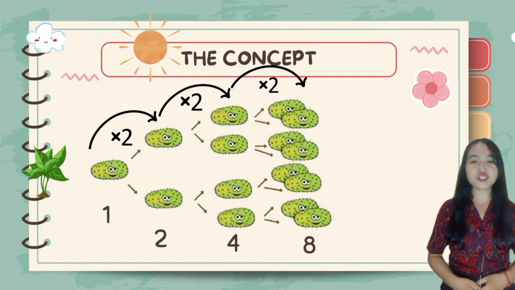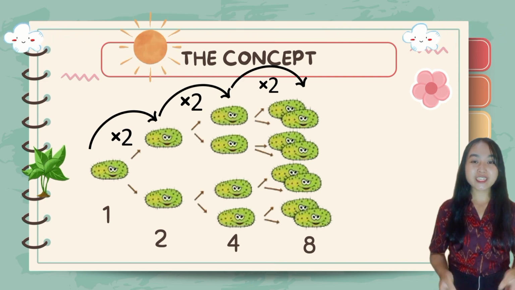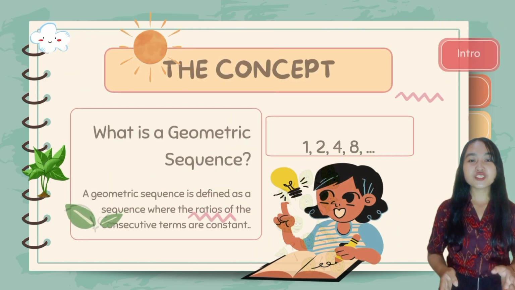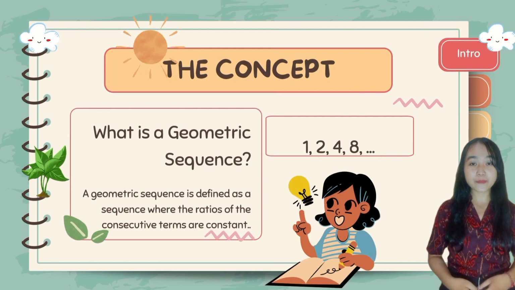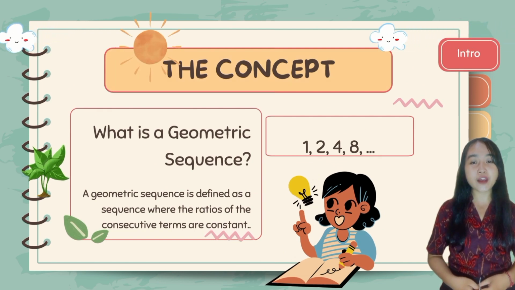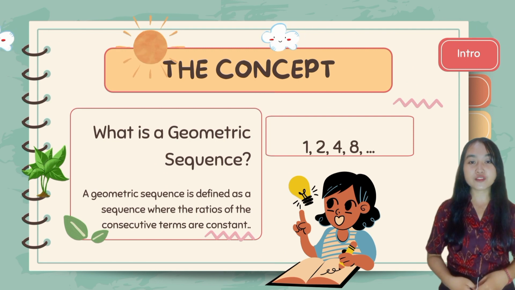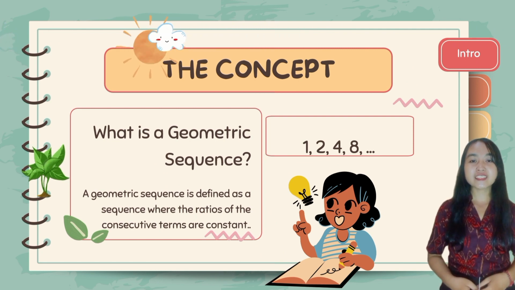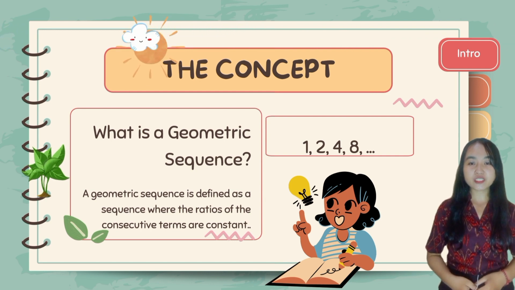Now here is the geometric sequence. So what is a geometric sequence? A geometric sequence is a special type of sequence where the ratio of every 2 successive terms is a constant. This ratio is known as a common ratio of the geometric sequence. In other words, in a geometric sequence, every term is multiplied by a constant, resulting in its next term.